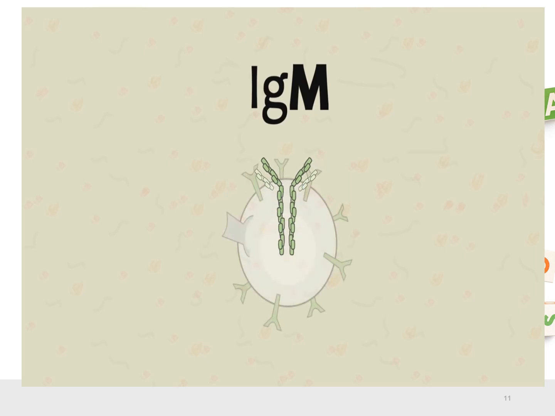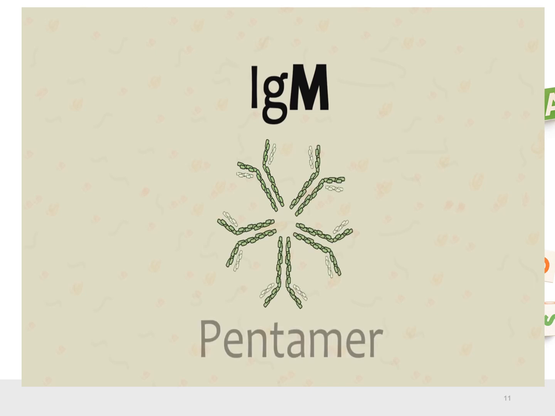IgMs are unique in that they form either as a single Y chain when expressed on the surface of a B cell, but the standalone version of the IgM molecule forms a combination of five Y chains, which is known as a pentamer. Consequently, standalone IgMs form a very large antibody molecule.